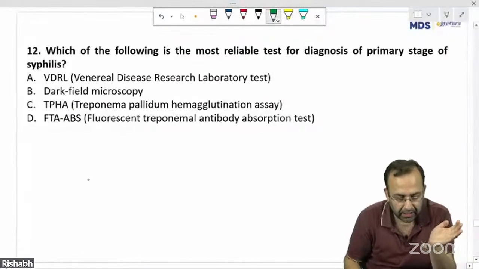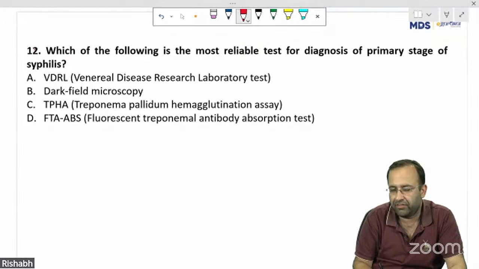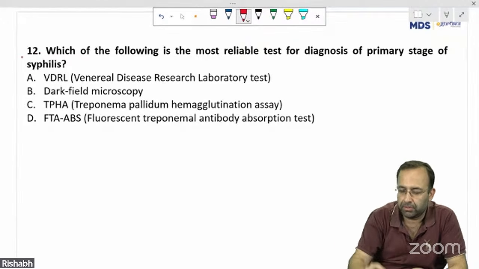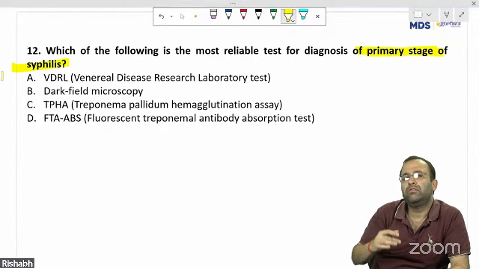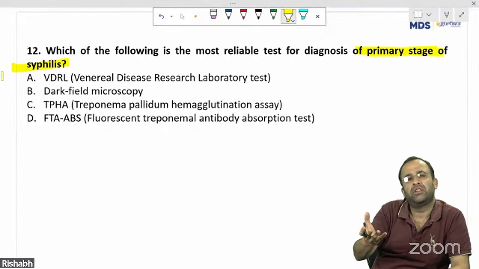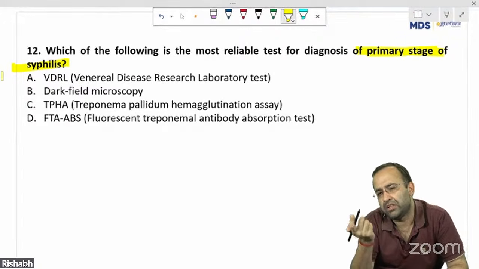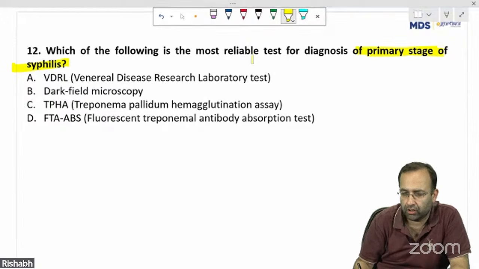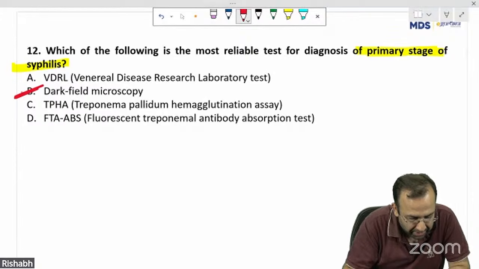Lastly, I guess this was the 17th or 18th question, क्योंकि हमने बीच में से किया था. Most reliable test for diagnosis of primary stage of syphilis. Primary, where is the syphilis infection taking place? It enters the body at the site of infection, penis, vulva, cervix, vaginal canal, and all. Dark field microscopy. Dark field microscopy.